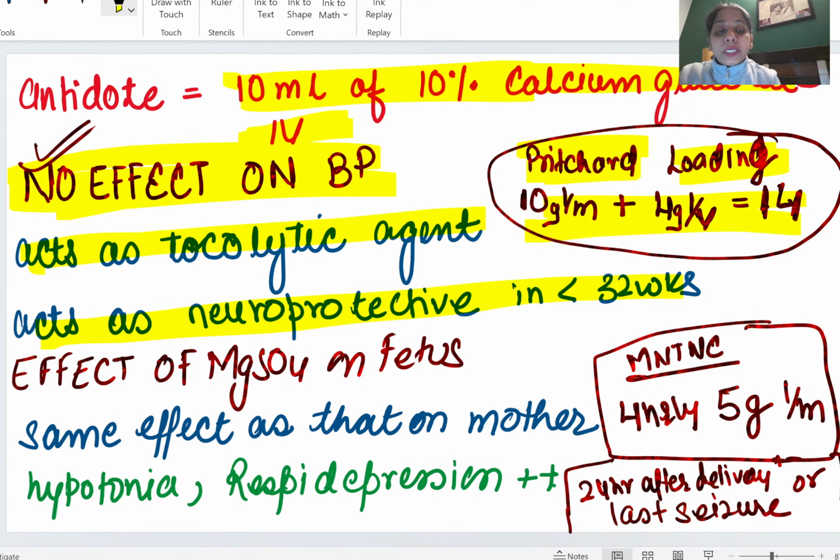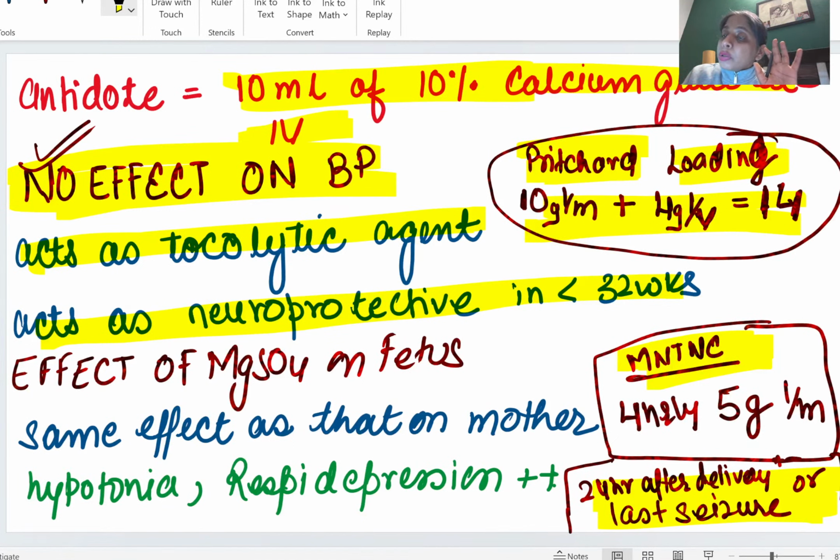The next expected question is, up till when is the maintenance dose given? The maintenance dose is given until 24 hours after the delivery or 24 hours after the last seizure, whichever is later. This is the next expected question in your exam.